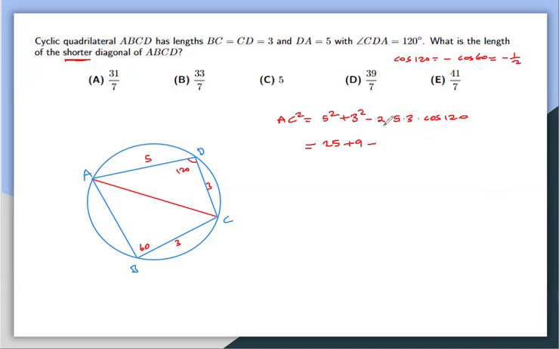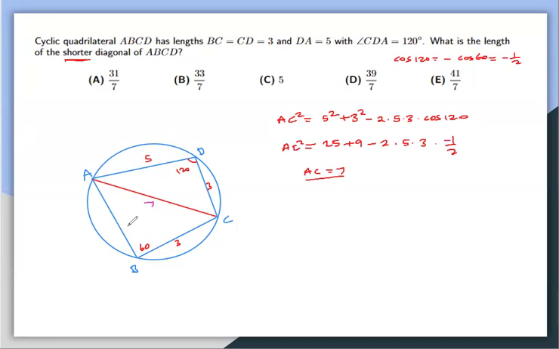So if I plug it right here, you get -2 times 5 times 3 times -1/2. So the negatives will cancel, the 2's will cancel. You got 15 plus 25, that's 40, plus 9, 49. So AC squared is 49, so AC is going to be 7. Which means this is not the shorter one, because 7 is not a choice anyway. So that is something we have now at least.